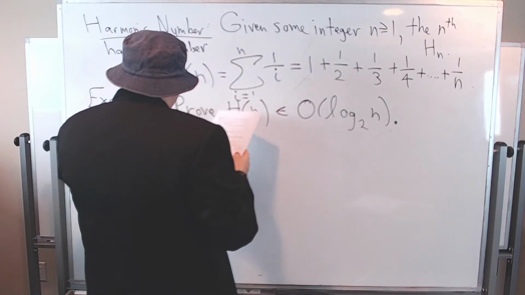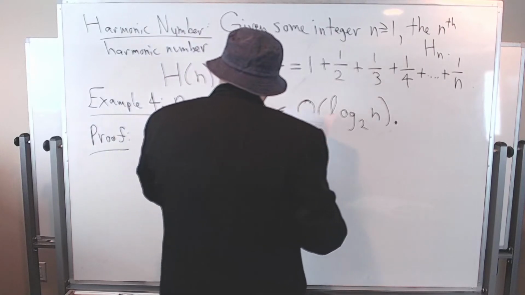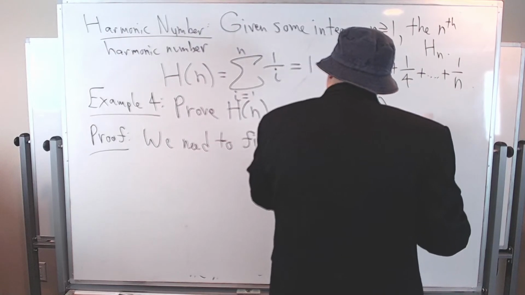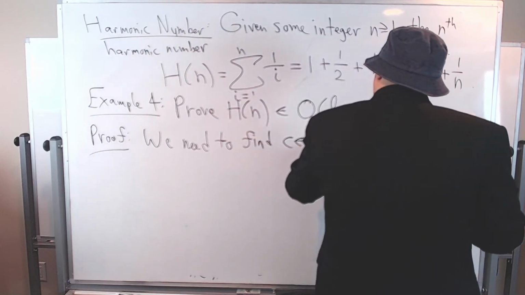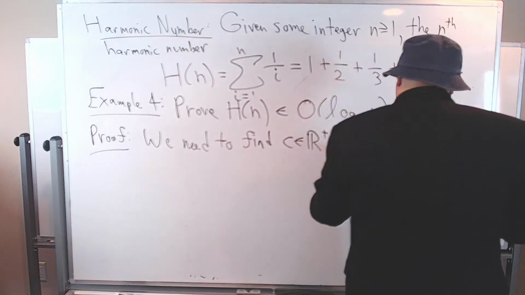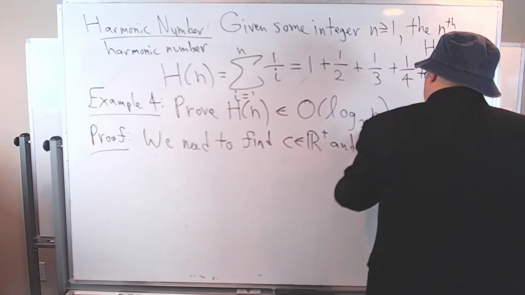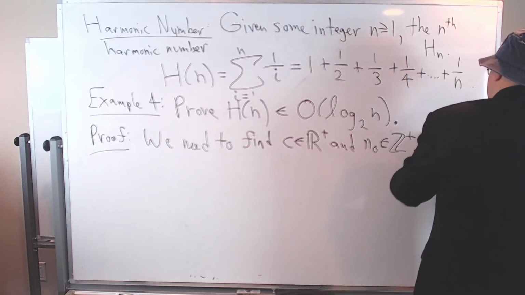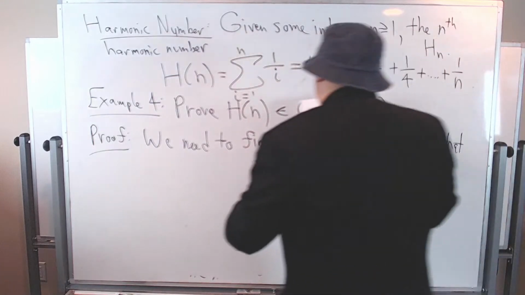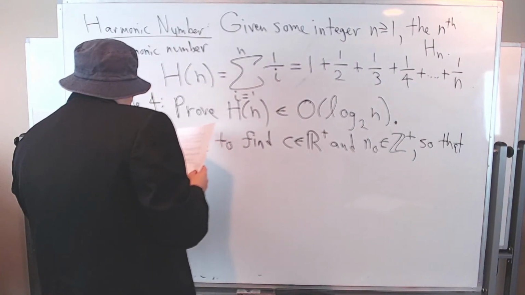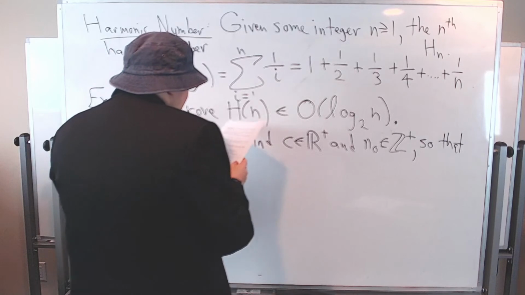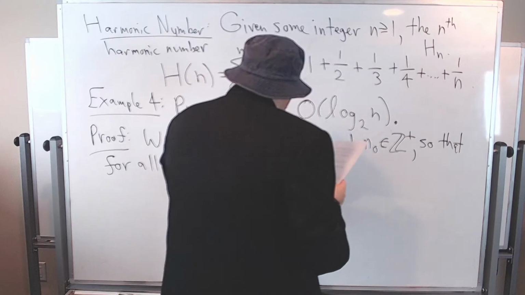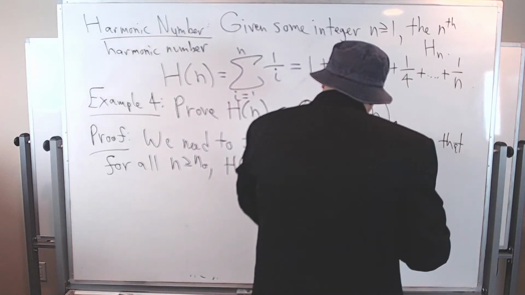So we need to find c, which is a positive real number, and n0, which is a positive integer, so that for all n greater or equal to n0, H of n is less than or equal to c times log base 2 of n.